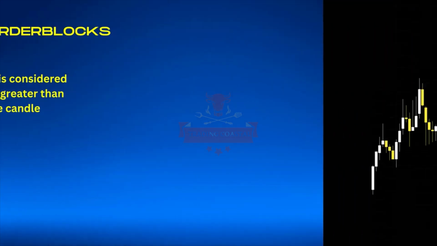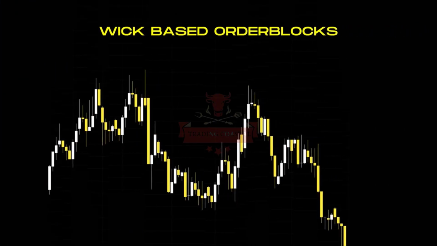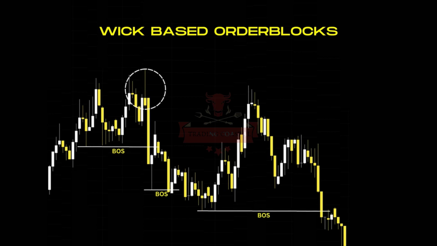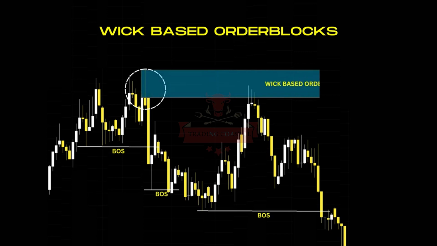As you can see here, price sharply pushed to the downside and created a series of bearish breaks of structure. So it's clear that this candle located at the extreme is the first weak bearish candle, formed before the price created a sharp downside movement, but as you can see, the wick of the candle is greater than half of the whole candle. As we mentioned before, we should highlight the entire wick.